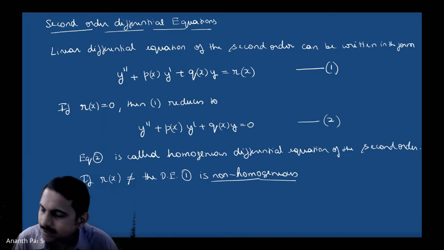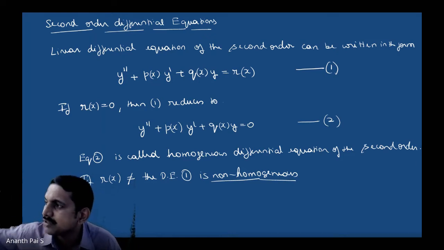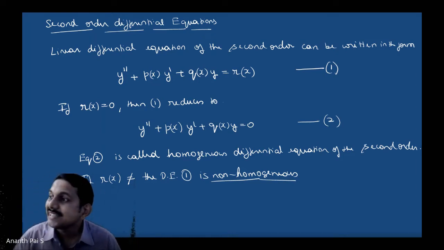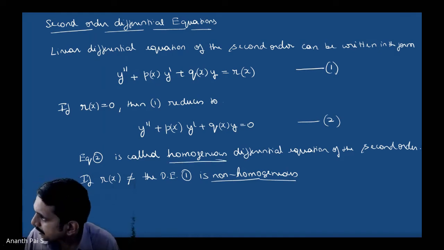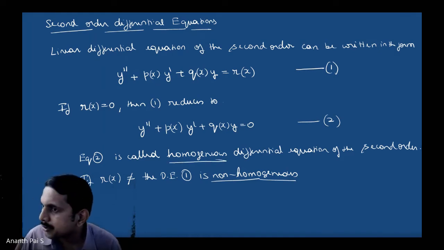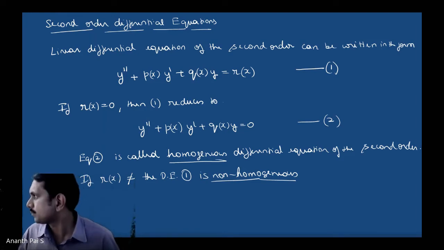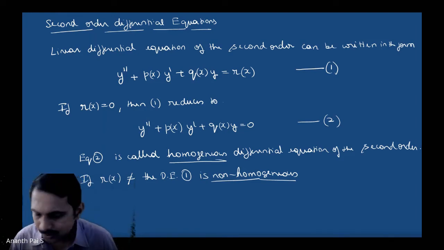We have seen homogeneous and non-homogeneous in first order differential equation. That is in a different context. This is in a different context. That is separate. This is separate. Depending on the context, you have to tell what it is. So this is it.